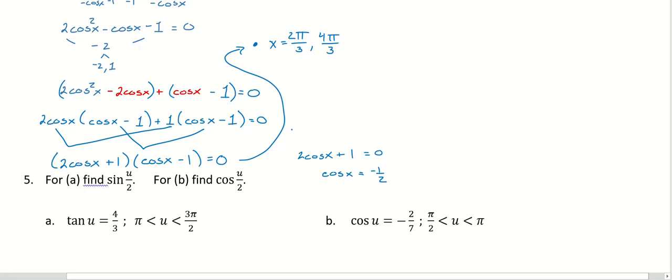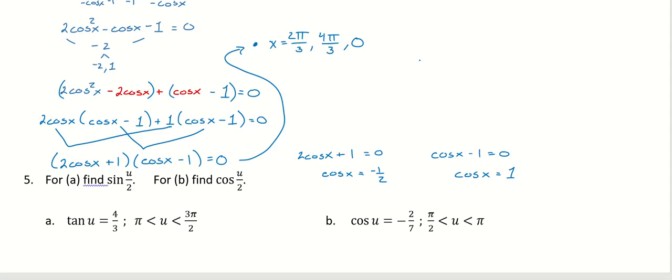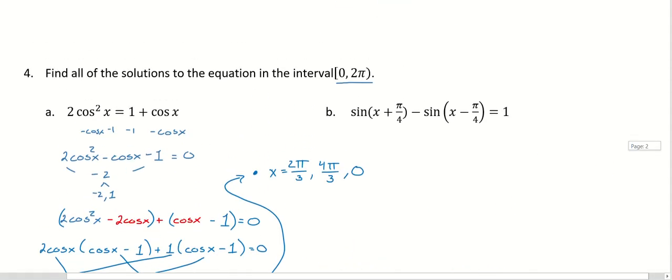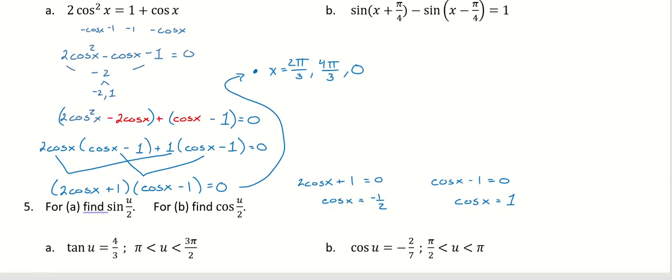Now, the other factor was cosine of x minus 1. So I'm going to do a little bit more scratch work. Cosine x minus 1 equals 0 is simply saying find the x's where cosine of x is equal to 1. And the good news is that there's only one place on the entire unit circle where that happens, and it looks like that is at 0. And we have it. 2 pi thirds, 4 pi thirds, and 0. And we're done.